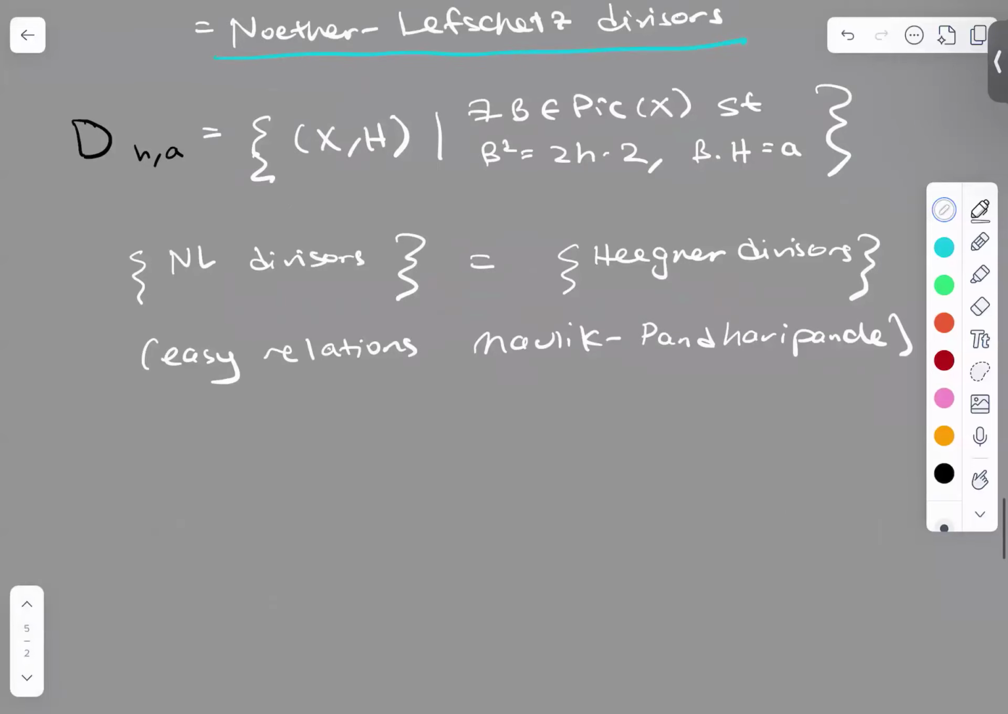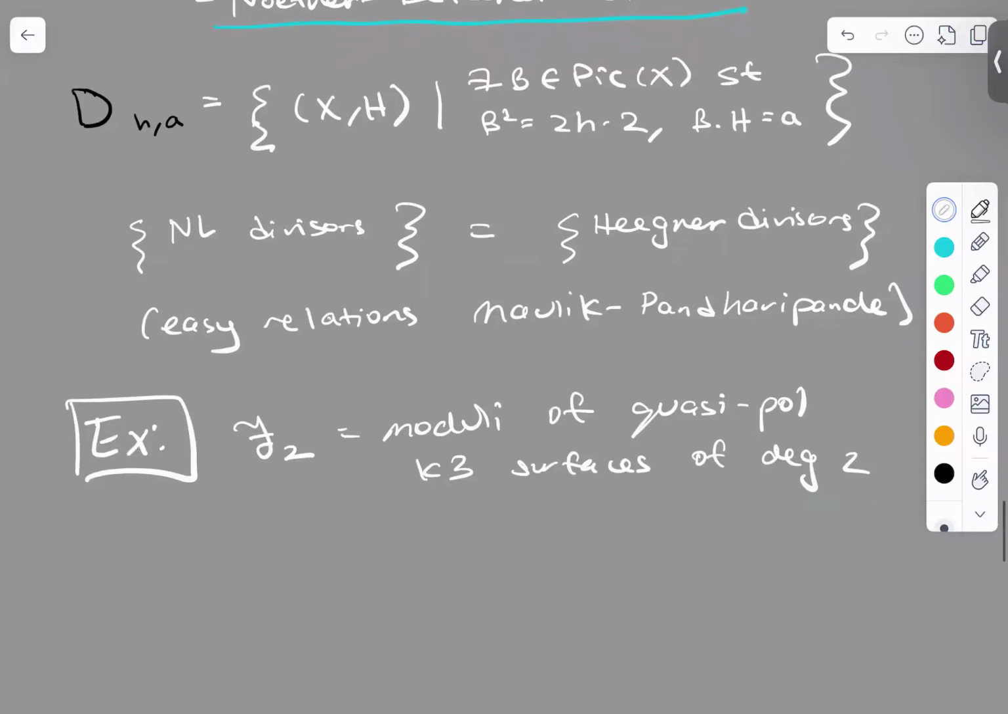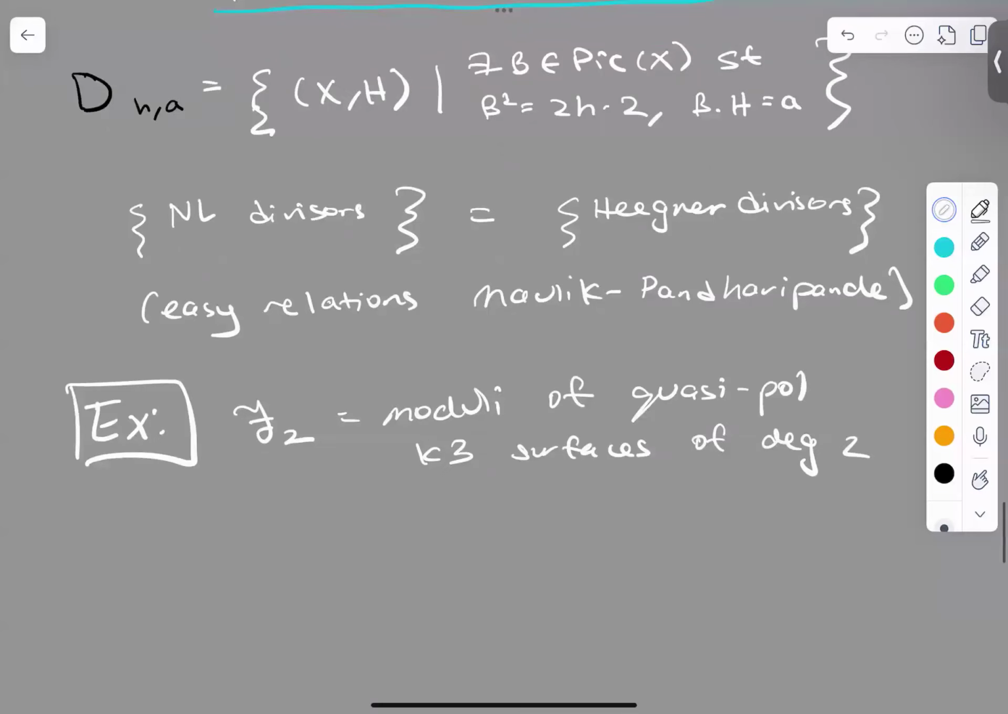So as an example, if we consider F_2, which is this moduli space of quasi-polarized K3 surfaces of degree 2. So I said the lattice here then looks like this. Oops, just -2.